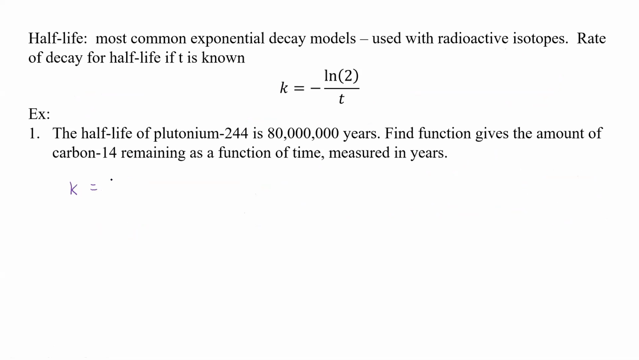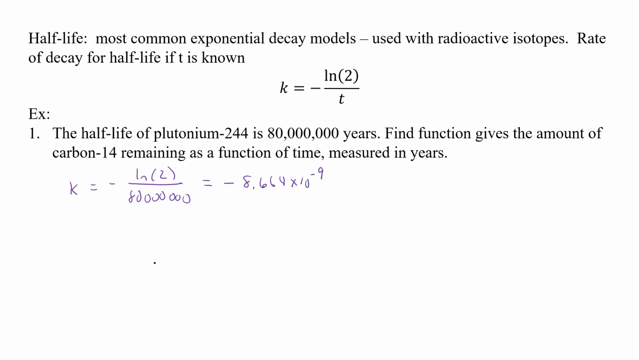k is equal to minus the ln of 2 over the half-life, 80 million years. If we plug that into our calculator, I'm just going to write down what it is. I'm not going to go over there and show you. You can type this in pretty easily. That gives us negative 8.664 times 10 to the minus 9. So that's our constant, and we can plug that back into our equation.